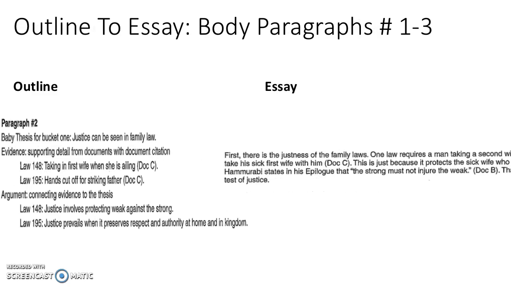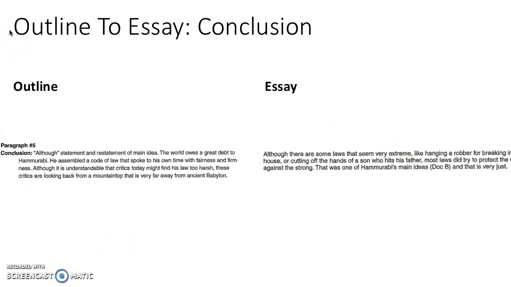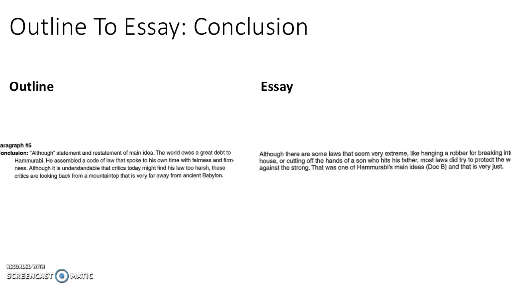Trust me. Okay, so body paragraphs 1 through 3 are actually paragraphs 2 through 4 for you. So baby thesis for bucket 1, justice is in the law, and then it mentions the laws and the documents that it comes from, and it does the same thing over here. Same thing with the conclusion. It leads to the essay. You take your statement and you state it at the top, and then after that, you just kind of back it up a bit, and sometimes if you end it with a question, it makes it more interesting.